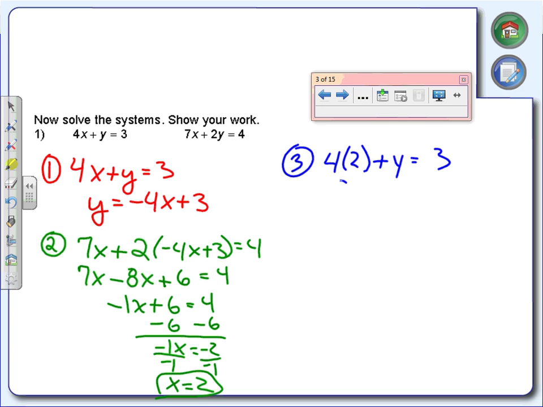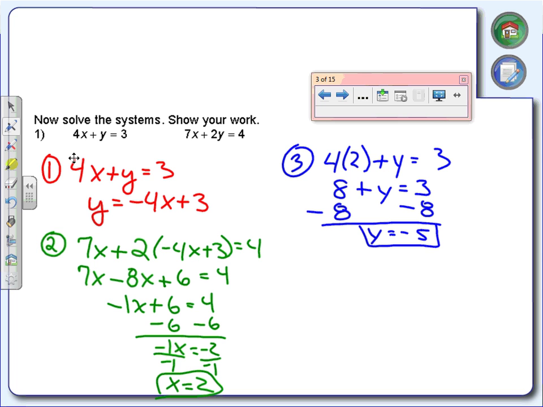Solve for the y. 4 times 2, of course, is 8. Subtract 8. And 3 minus 8 would give me a negative 5. So my y value here is negative 5.